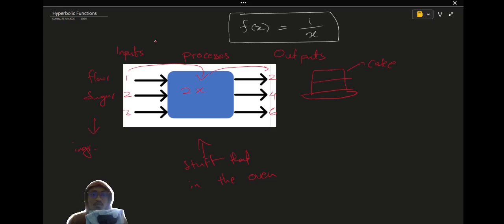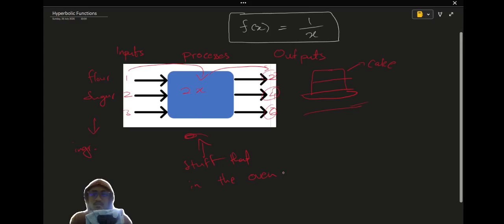So you have your flour, you have your stuff that happens inside the oven here, and then at the end you have the cake, right? So that's what a function is. You are getting inputs from outside, and then you're processing those inputs, and then you are giving us an output, in this case 2, 4, 6, or this cake that I drew. All right, I hope that will jog your memory on what a function is. This is basically what a function is. And now let us try to understand what a hyperbolic function is.